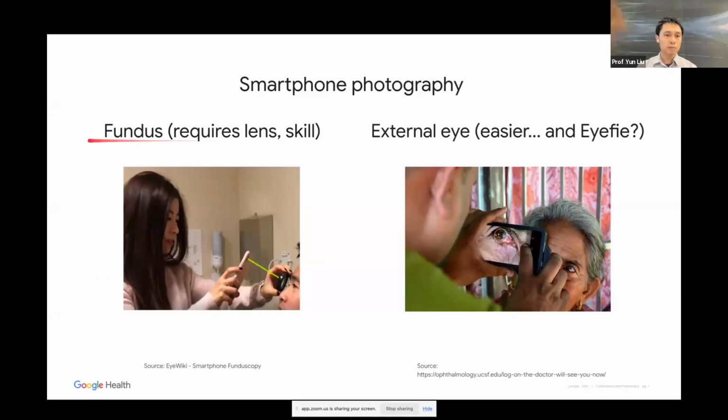Some folks have taken smartphones and paired them with a lens, and they're able to take photographs of the fundus using a smartphone. Now, this is really only possible if you have the skill and the practice to do so. Other people have taken smartphones and taken photos of the front of the eye, or what we call the external eye photo. What's interesting is that we thought maybe we can detect something from these external eye photos, and some known signs include pallor of the eye, which can happen with severe anemia. So can machine learning help us do more than that?